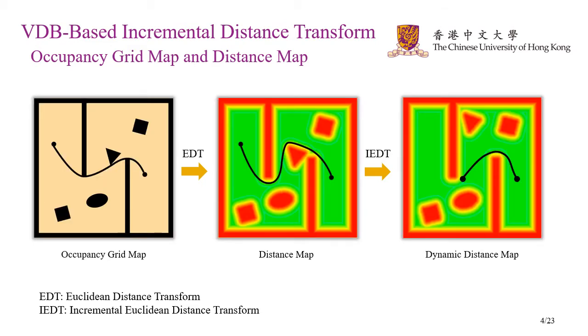This is a high-resolution example. Based on the occupancy grid map and distance map, we also demonstrate a path planning example. As we can see, with the help of the distance map, the safety of the planned path is significantly improved. Even with moving obstacles, the distance map can be efficiently updated and thus enables a fast replanning process.